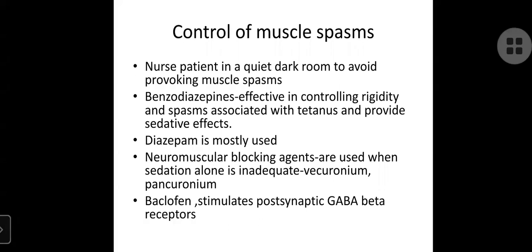Diazepam is mainly used, but if sedation alone is not adequate, that is when a neuromuscular blocking agent such as vecuronium or pancuronium can be given. However, to give these medications, you need an intensive care unit, and since we don't have that, you can titrate the diazepam with baclofen to get a good response.